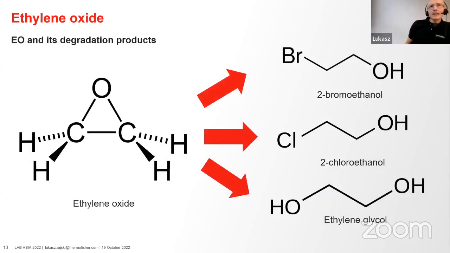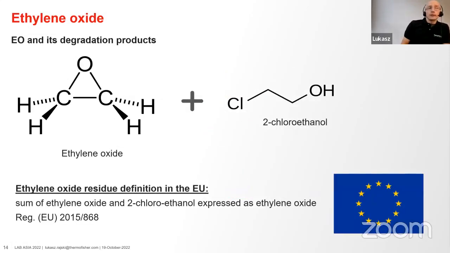Ethylene oxide is a substance that is not very stable. Typical degradation products that you may detect are 2-bromoethanol, 2-chloroethanol, and ethylene glycol. However, in the European Union, the residue definition covers only two substances, ethylene oxide and 2-chloroethanol. So the residue definition in the European Union is that ethylene oxide is the sum of ethylene oxide and 2-chloroethanol expressed as ethylene oxide.